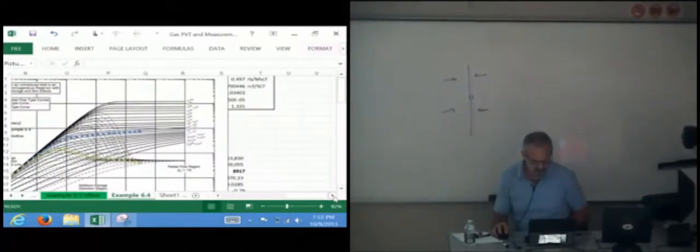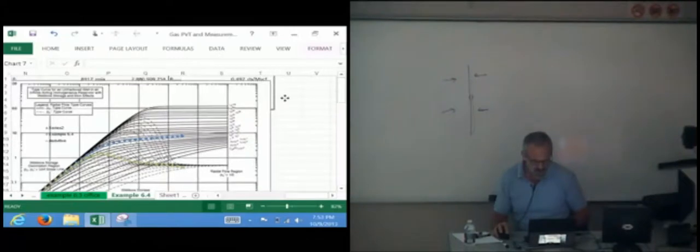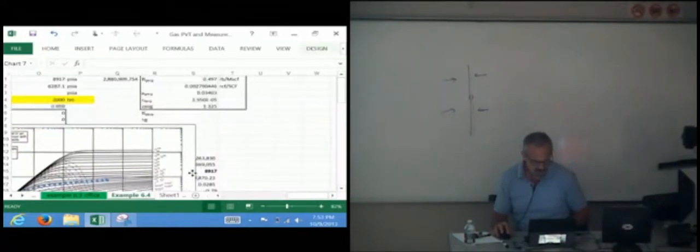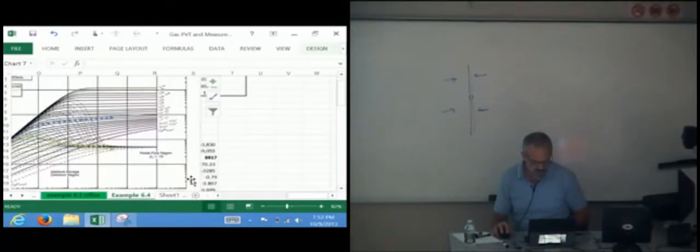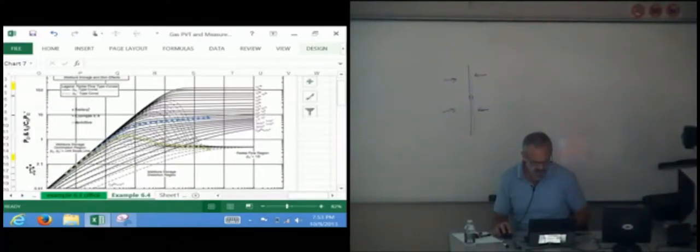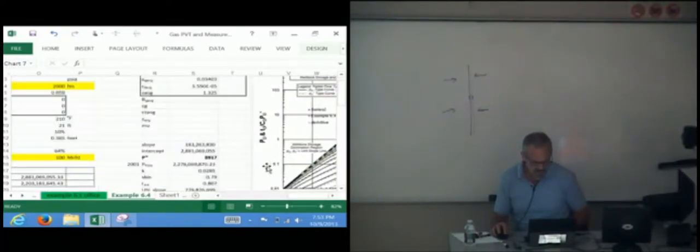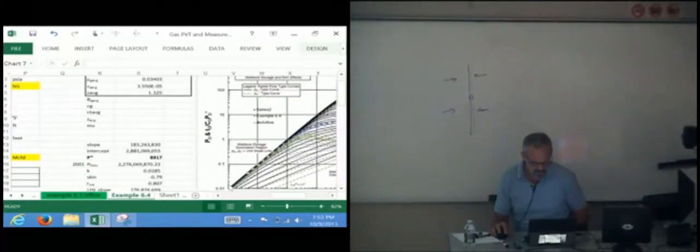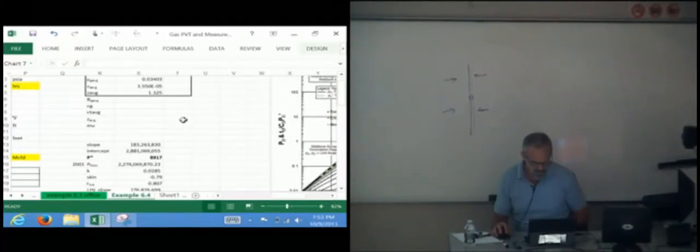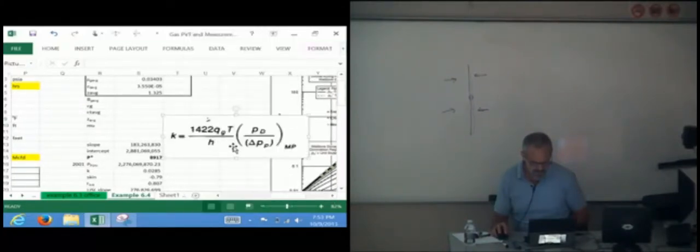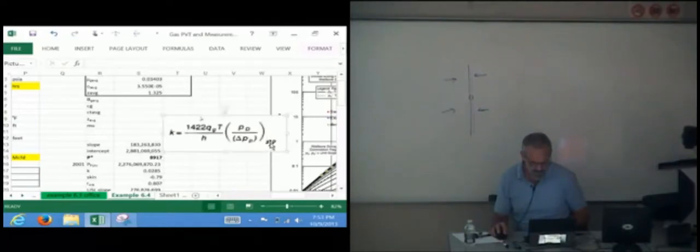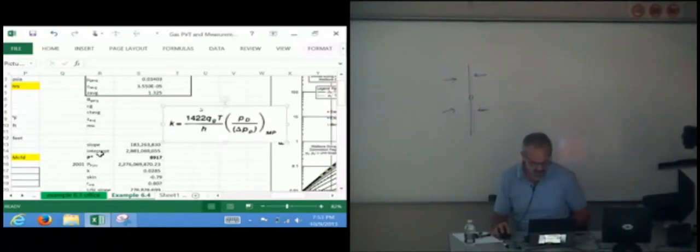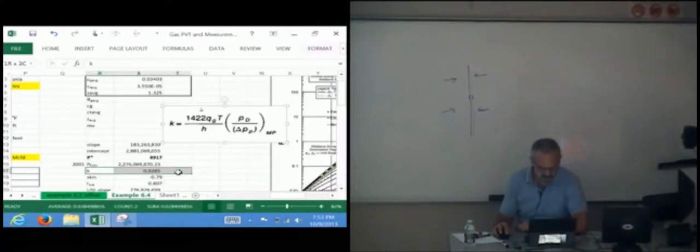Okay, now we're going to calculate perm from our type curve. I'll put it right next to the perm that we calculated from the Horner plot. How's that?